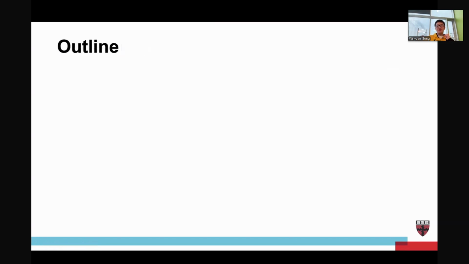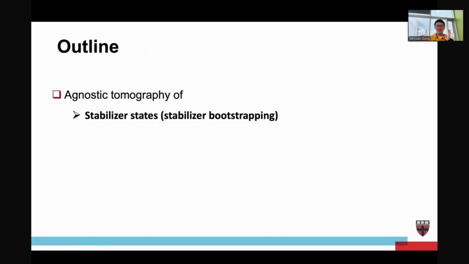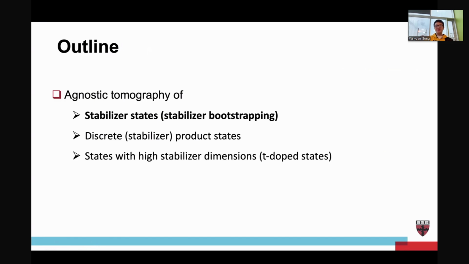Okay, so the outline of this talk consists of several parts. The first part is on agnostic learning of stabilizer states and the framework for stabilizer bootstrapping. I will introduce this part in detail. We also have some agnostic tomography results for discrete product states or stabilizer product states. And we have some agnostic tomography results for states with high stabilizer dimensions, which are also T-dop states. These two parts will be a brief introduction, and in case there is not enough time, I will skip them. And we also have some lower bounds regarding agnostic learning of stabilizer states.